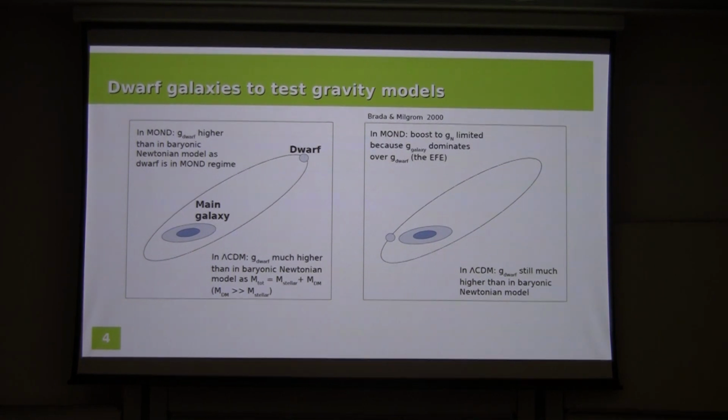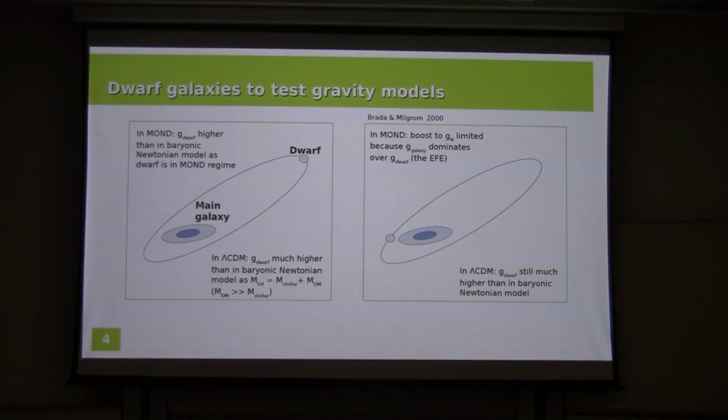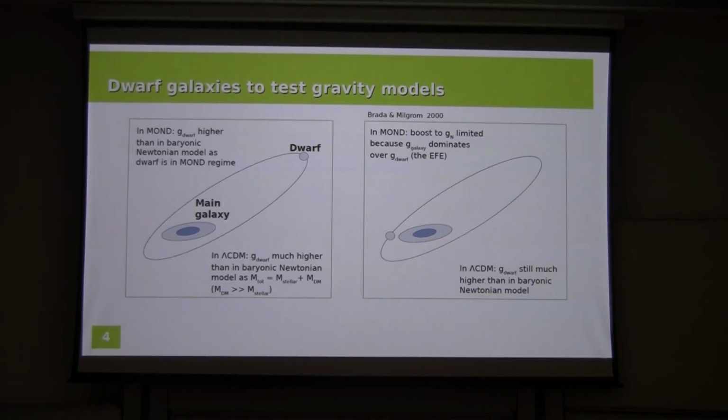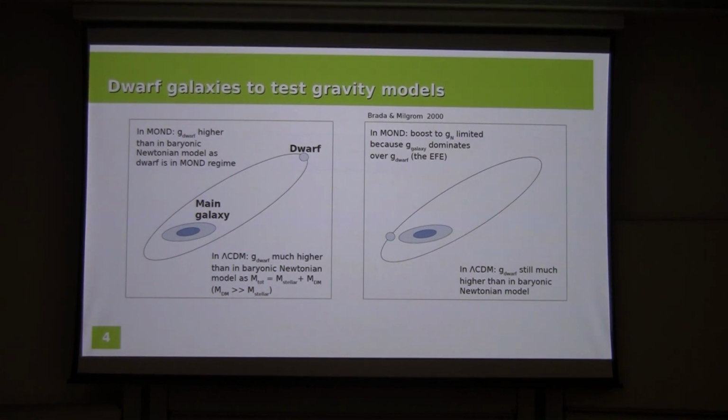Now, what happens if the dwarf gets close to the big galaxy? In the MOND case, the external field is going to dominate, and therefore the self-gravity of the dwarf is going to be more similar to the one it would have in the Newtonian case. In the dark matter scenario, your dwarf is still going to be surrounded by a dark matter halo, so same self-gravity.